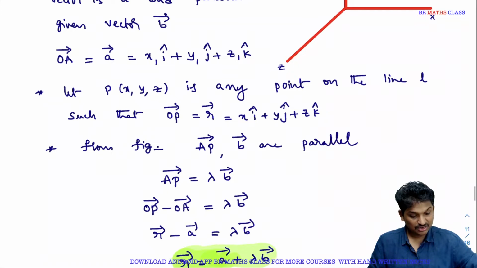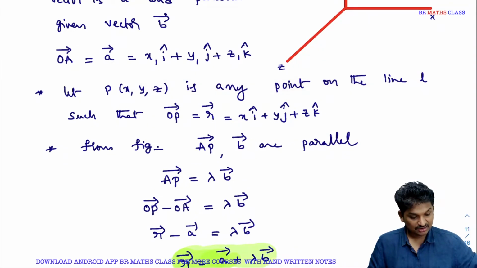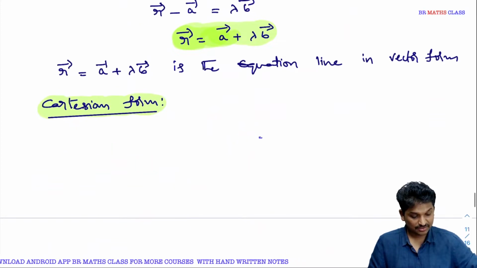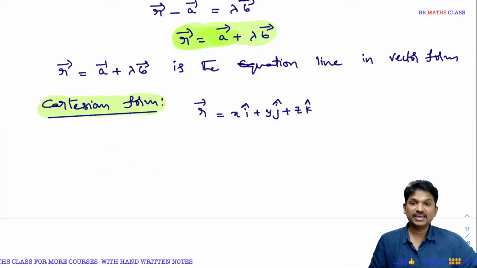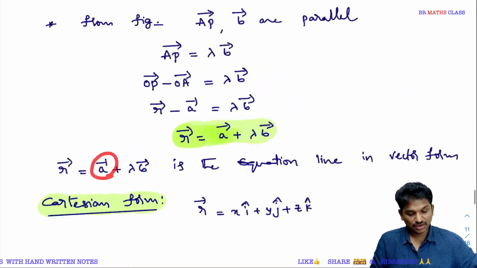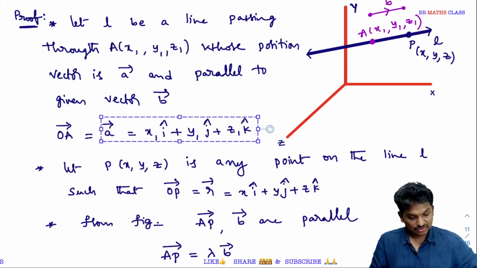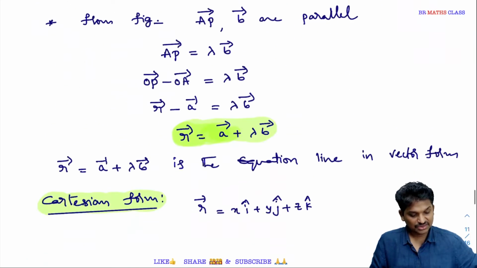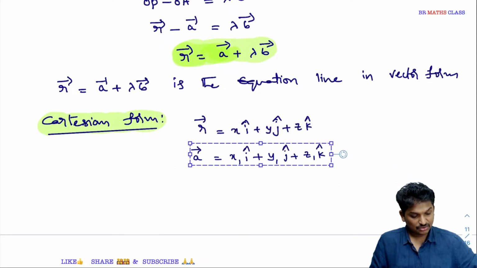Where is that? R bar. Look here, R bar equal to, right? This is R bar. I'll write it: R bar equal to xi cap plus yj cap plus zk cap. Now I need A bar also. What is A bar? Look here, A bar is there. A bar equal to x1 i cap plus y1 j cap plus z1 k cap. I'll write that one also.